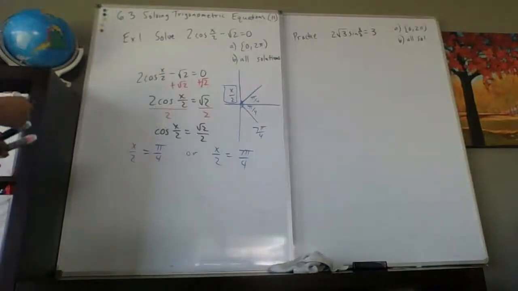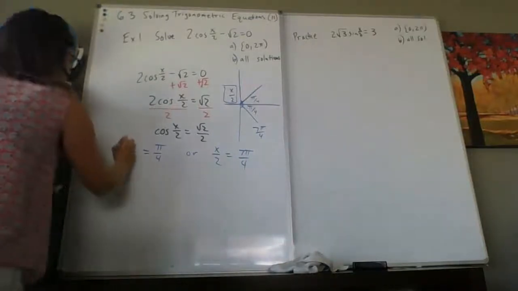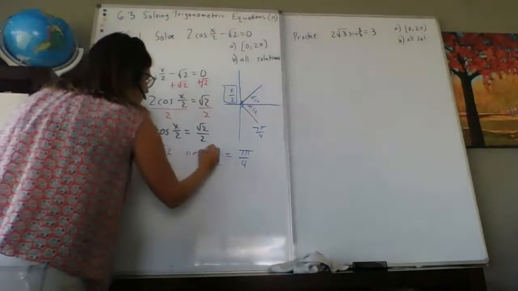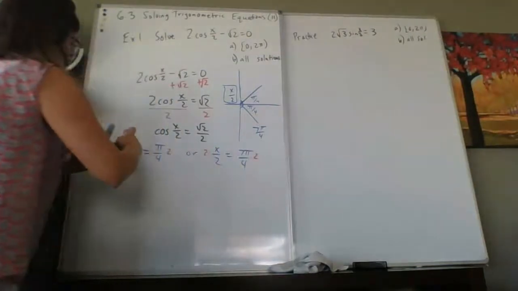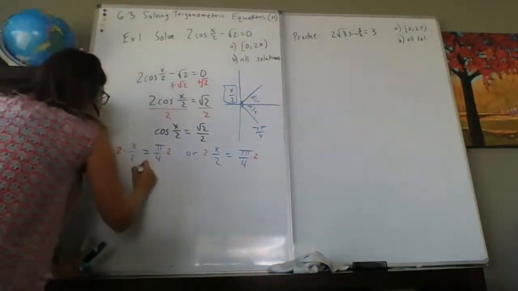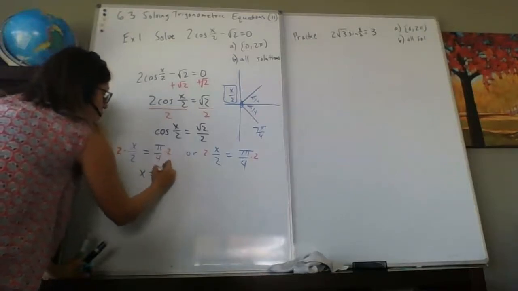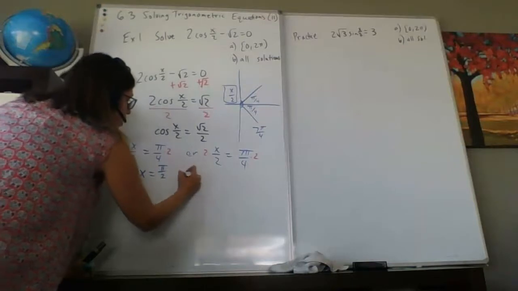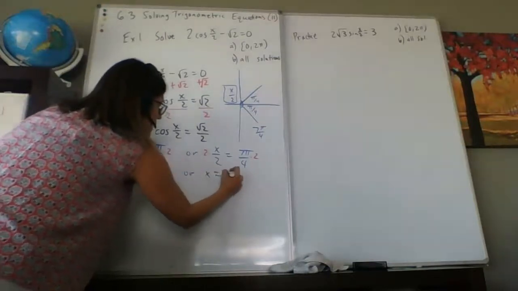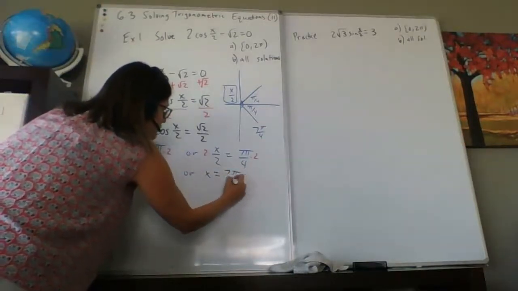Now we go ahead and solve for x. So we're going to multiply both sides by 2. So our final answer is x equals 2 pi over 4, or reduce it to pi over 2, or x equals 7 pi over 2.